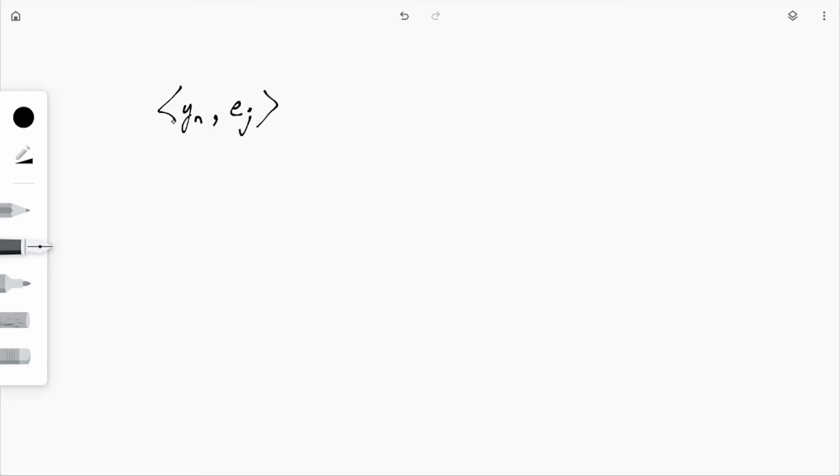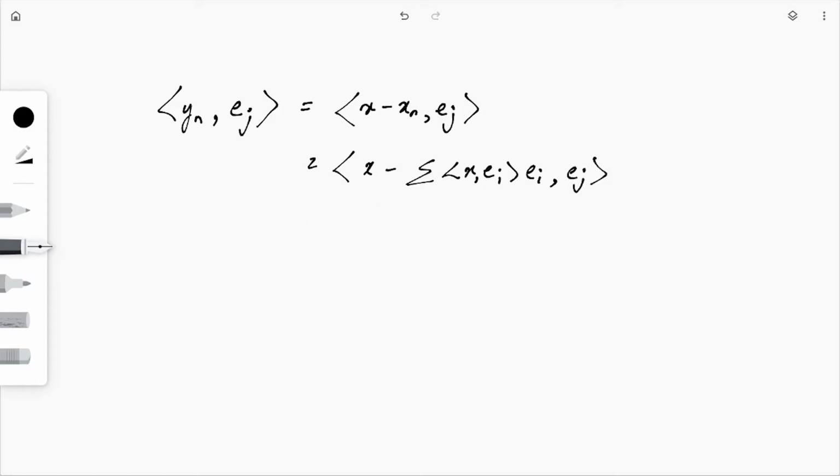We need to show that the inner product of yn and ej is 0; then yn will be an element of en orthogonal. So this can be written as, yn was assumed to be x minus xn, inner product with ej. Now let us write what xn was. xn was the summation of inner product x, ei, times ei. So let me just write it out. This will be inner product x, ej, minus, this is the constant, summation inner product x, ei, into inner product ei, ej, right?